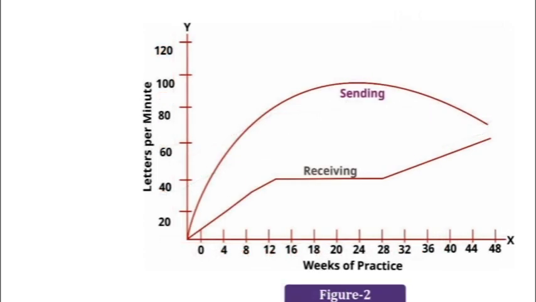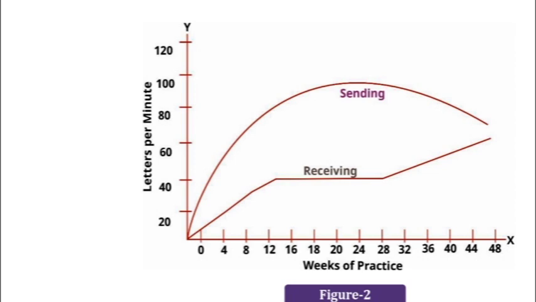The second graph illustrates a learning or we can say practice graph. These trend lines show the improvements in sending and receiving telegraphic messages. This is a hypothetical example, telegraphic messages. We can take any problem, it depends on our problem and the data.